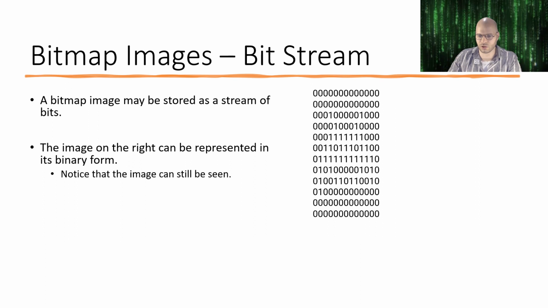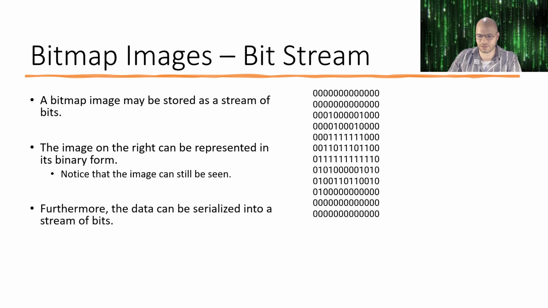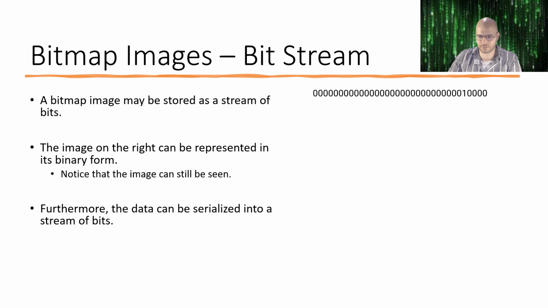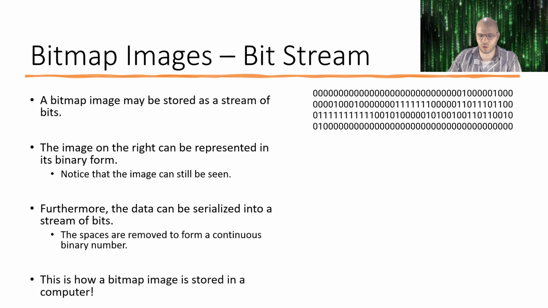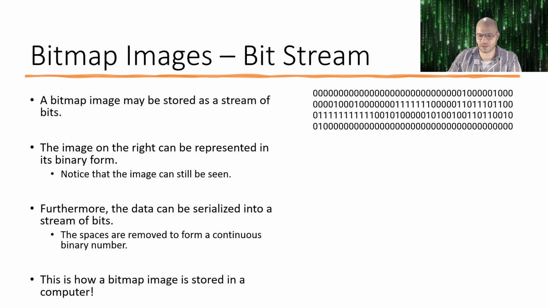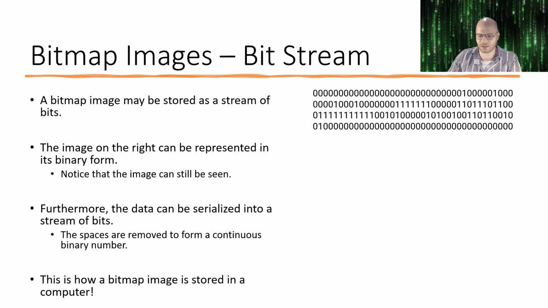However, reordering it like a computer would store it, what we get is the data that's been serialized into a stream of bits. What happens is that all the spaces are removed to form a single continuous binary number. This is how a bitmap image is stored within a computer.